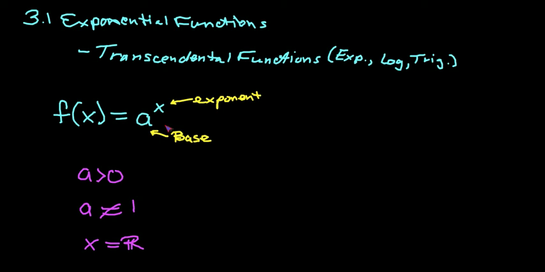Now why don't we consider 1? Well, if we look at f of x equals 1 to the x power, that's going to tell me that if I put any power in, I'm always going to get 1 for a solution, which is not exponential, that's a constant. So that's why we're not going to consider a base of 1.